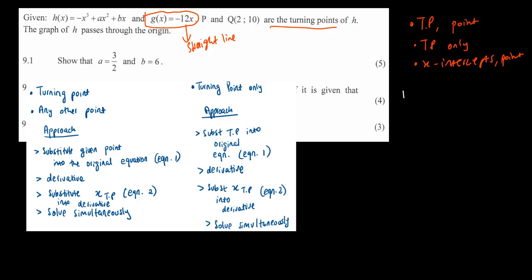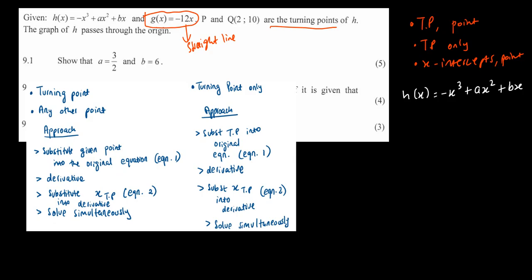H of x is equal to negative x cubed plus ax squared plus bx. Mr. Clayton said I should substitute the turning point. This one is when you are substituting the turning point into the equation. This one you are substituting the given point into the equation and then the turning point into the equation. What bad handwriting of mine. But it's fine. The point is the point given, you must substitute.